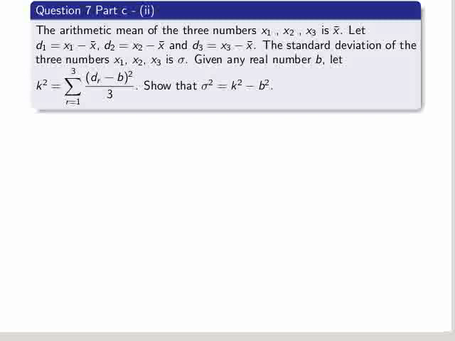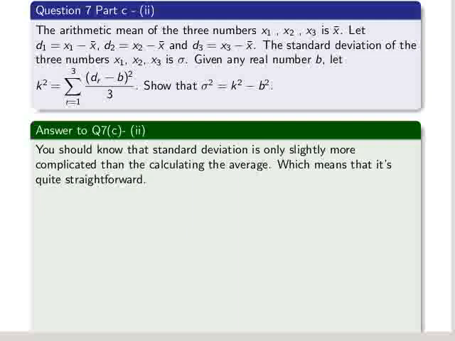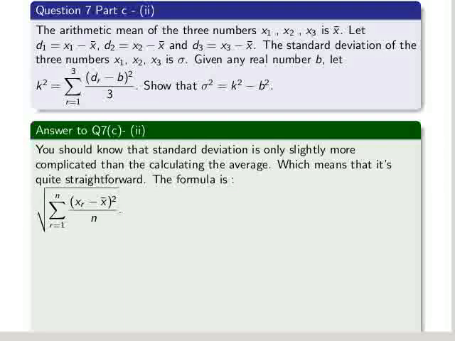So we move on to the last part now, the arithmetic mean of the 3 numbers. Again, it's the same situation as x bar. This time we're talking about standard deviations. We're given k squared is equal to the sum of dr minus b squared over 3, and we have to show that sigma squared is equal to k squared minus b squared. You should know that the standard deviation is only slightly more complicated than calculating the average, which means that it's quite straightforward. The formula is there as given, which is the sum over xr minus x bar all squared over n, and the square root is taken of that.